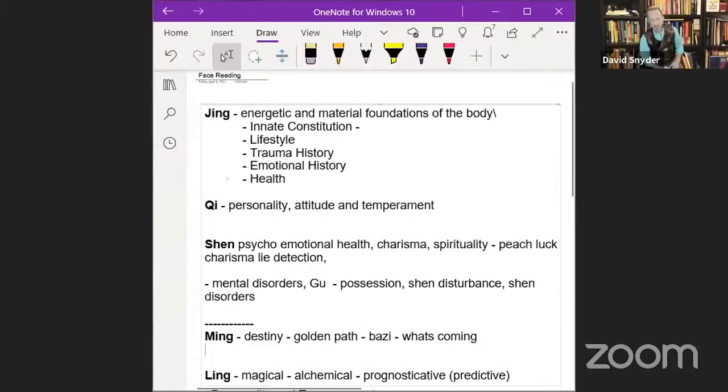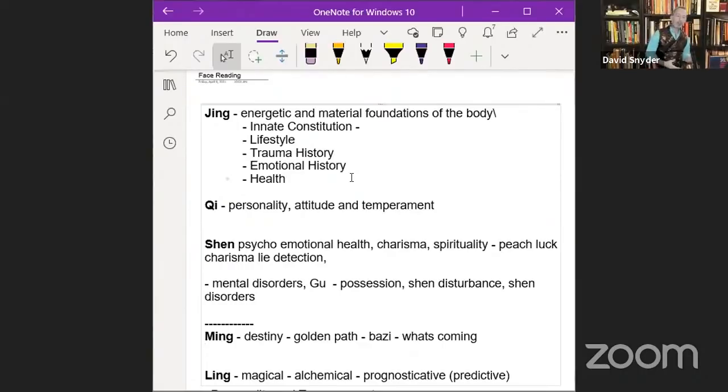Jing, which is the energetic and material foundations of the body, and it relates to, again, from a Western perspective, a person's innate constitution, the effects of their lifestyle, trauma history, their emotional history, and genetic health. So we can read the entire body, the state of your organs, the emotional well-being that you have, significant events that have happened to you, by looking at your face.